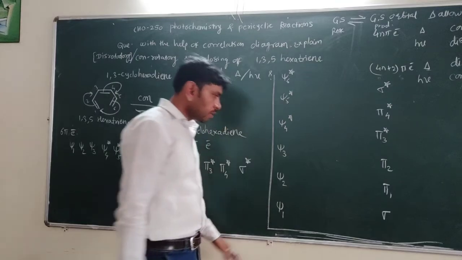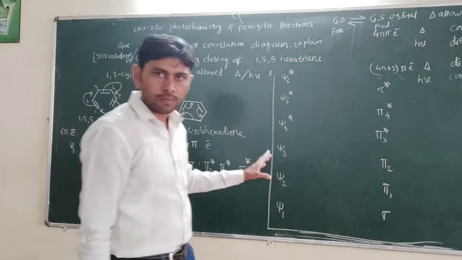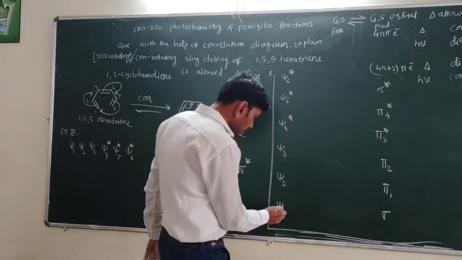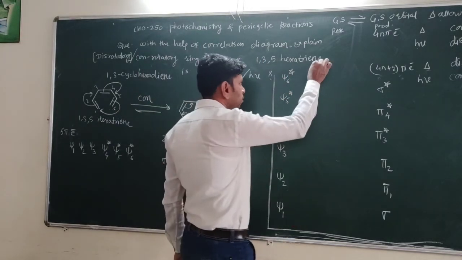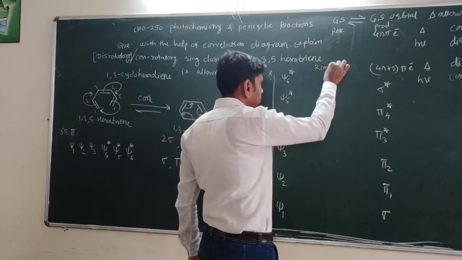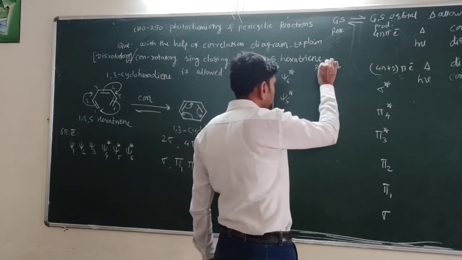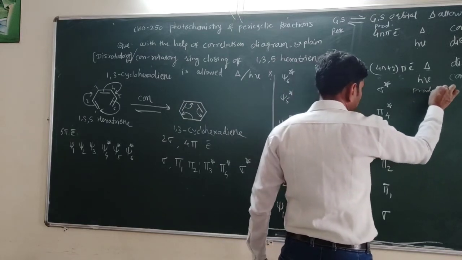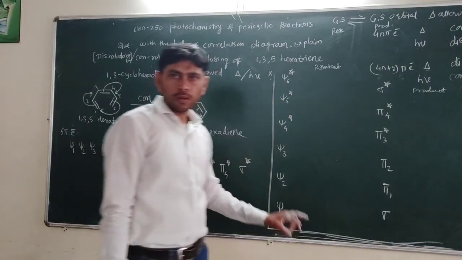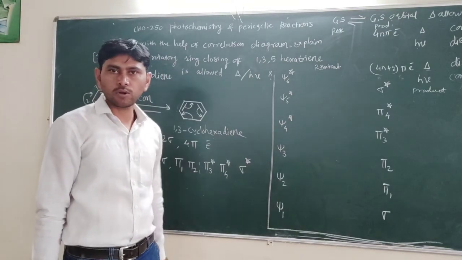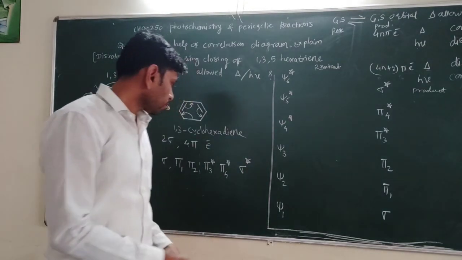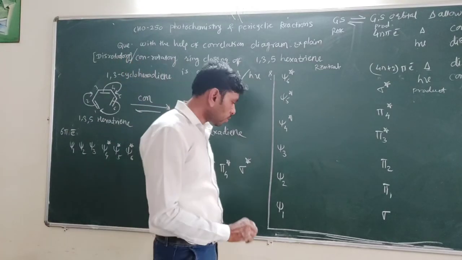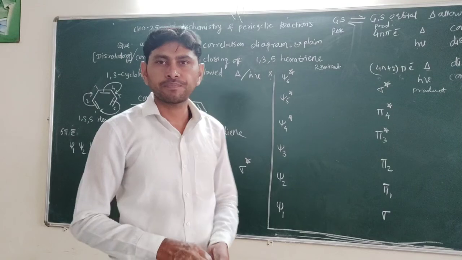Then we have to draw them one by one. First empty orbitals. These are the reactant orbitals, and these are the product orbitals we have to draw, one by one. So let's see the drawing of the reactant orbitals. How can we draw the reactant orbitals? That we'll see in the next lecture.